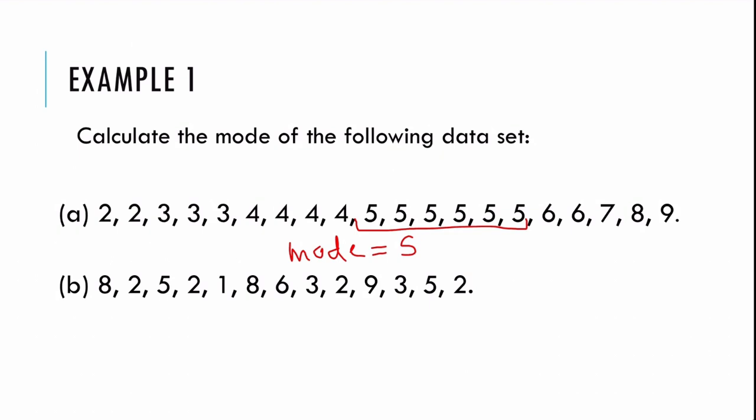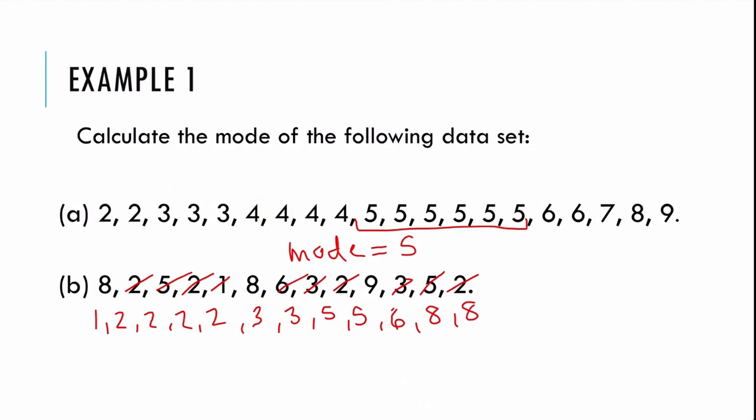In part B our numbers are not ordered, so we'll begin by ordering them, starting with our smallest number and working our way up. We've got 2 3s, 2 5s, a 6, 2 8s and a 9. Okay, so the number that appears the most in this set of data is 2. It appears 4 times, therefore our mode is 2.